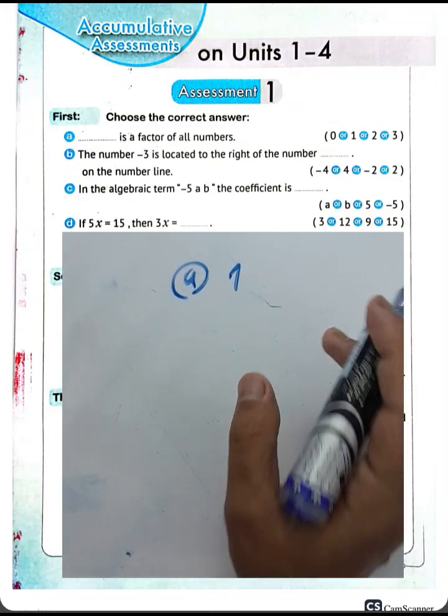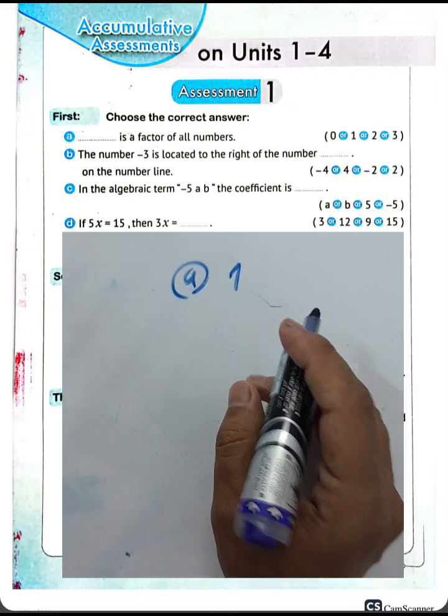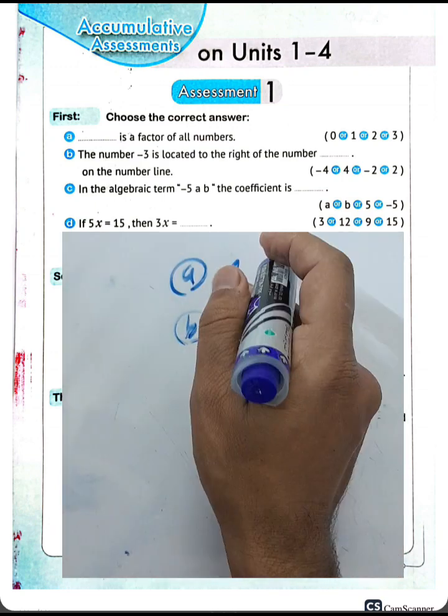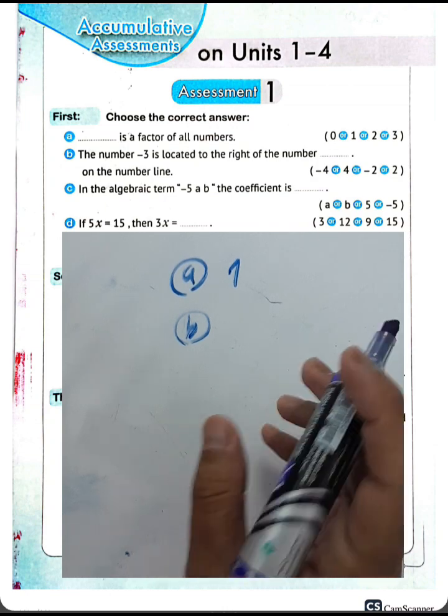1 is a factor of an odd number, but 0 is a multiple of an odd number, because a number can be divided by 1. Then 1, we call this the factor of all numbers.